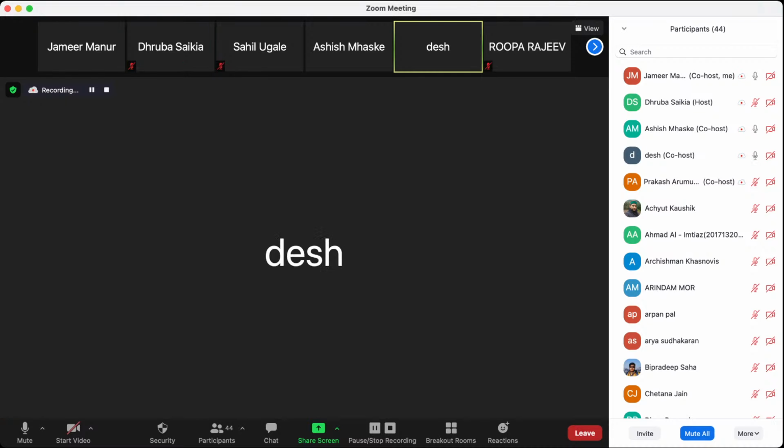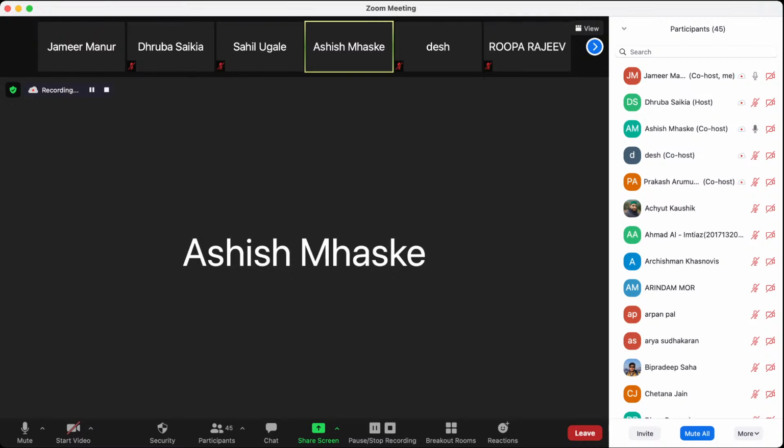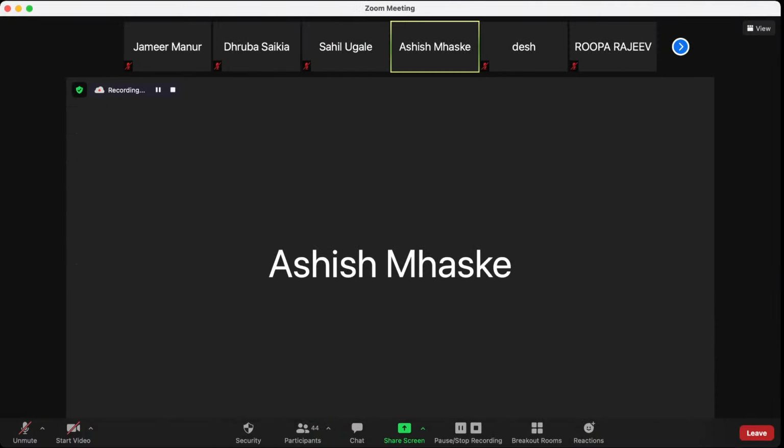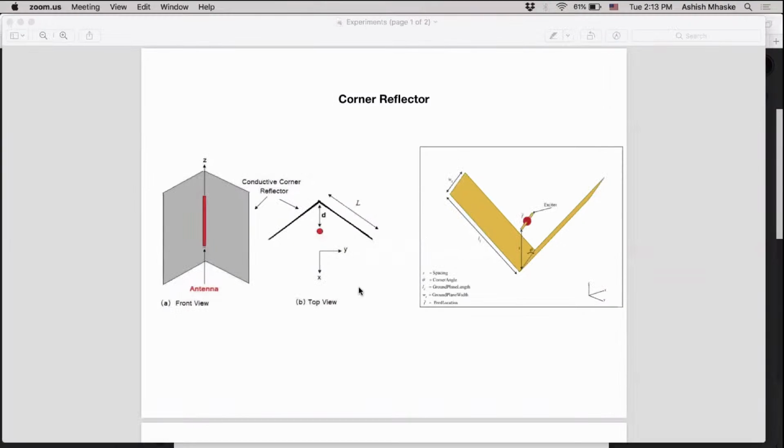Yes, please. Yeah, Ashish, can you start with the next two experiments? Yeah. So the next two experiments that we are going to see are one related to a corner reflector and the other is an experiment in interferometry.